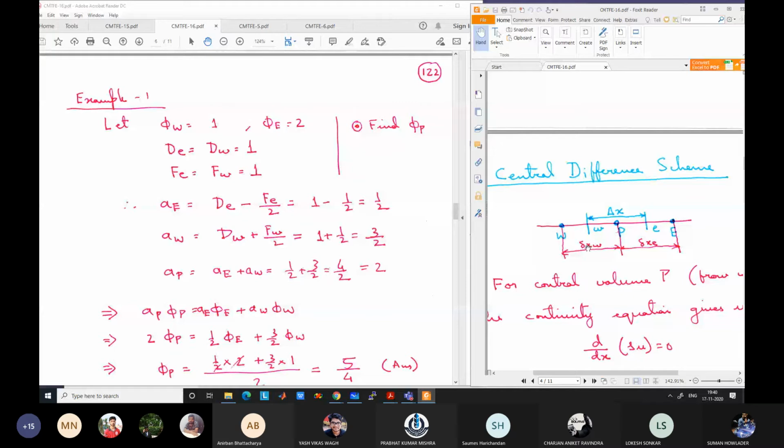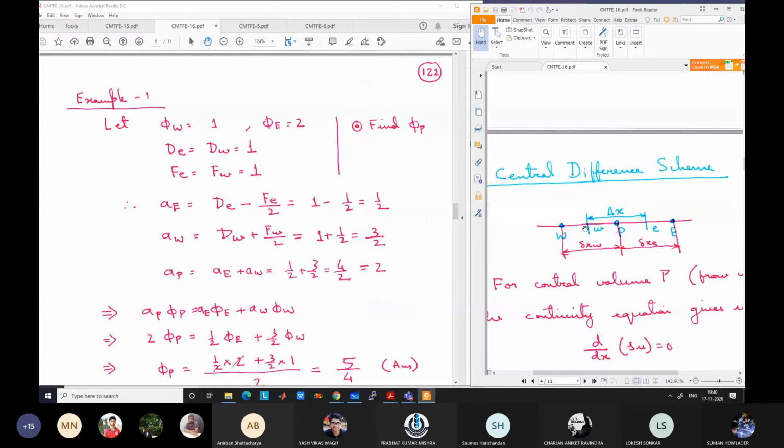Typically, this is expected to be equal. It may not be equal, but if the conductivity is not varying, the K will remain same. And if this delta XC also is same for both sides, if the grids are equally spaced, then D, the diffusive strength, will remain same at both the interfaces.